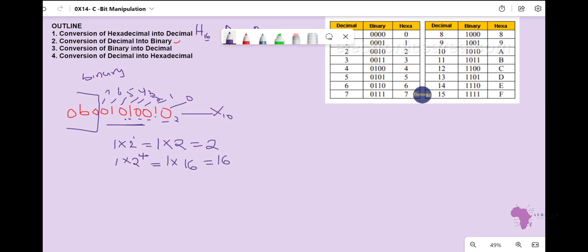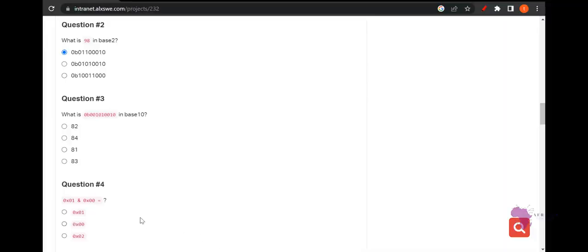Let's get to the other one, which is in position 6. So 1 multiplied by 2 raised to 6, which is 1 multiplied by 64. So it will give us 64. The addition of all of these will give us the answer. 16 plus 64 is 80, plus 2 is 82. So our answer now will be 82, and that is how I arrived at my answer.